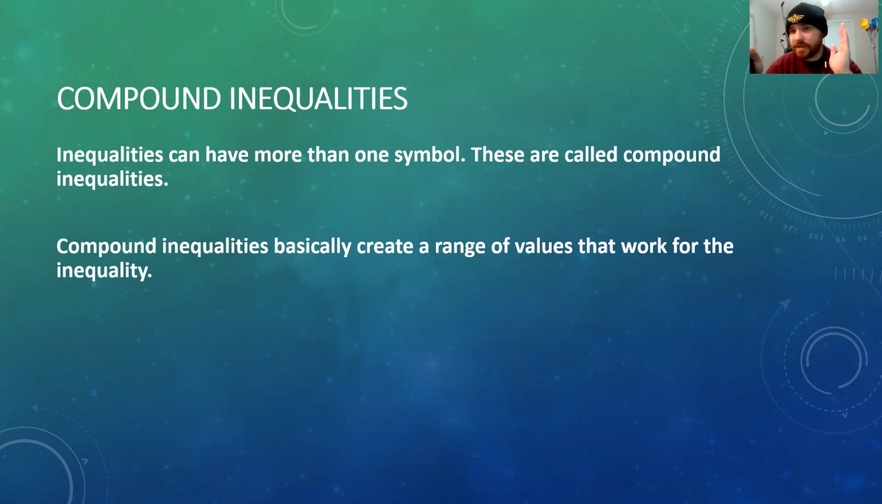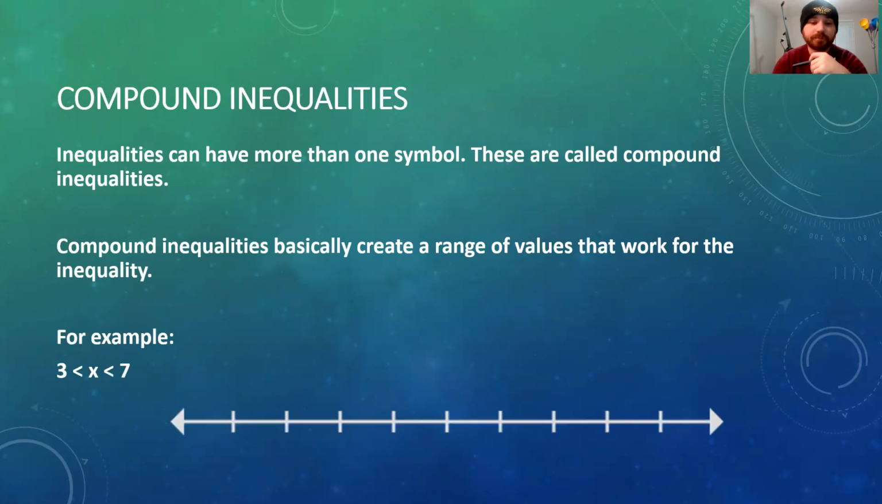Compound inequalities can set the answers between like -5 and +7, or something similar to that. So some examples, 3 is less than x, which is less than 7. What this tells us is that 3 doesn't work as an answer, 7 doesn't work as an answer, but anything in between those does. So 4 works, 5 works, 6 works, 3.001 works, 6.999999999 works, anything less than 7 but greater than 3.